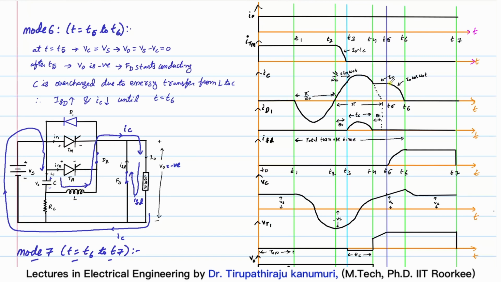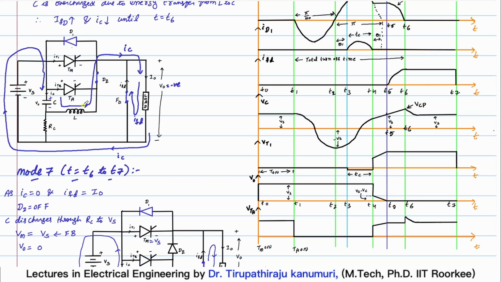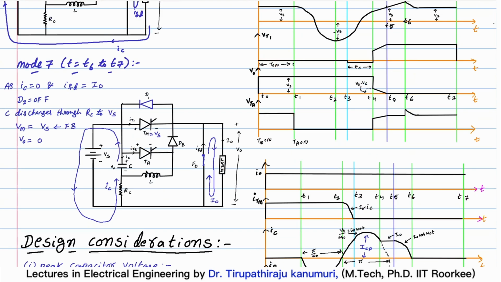After this instant it is slowly decreasing, which means the current is still passing through the capacitor. So the capacitor will be charged further and it will reach some peak value at T6, which I can write as VCP. That VCP is the peak value. When the current becomes equal to 0, whatever voltage is across the capacitor is the same voltage that will come across your auxiliary thyristor, because that decides the rating of your auxiliary thyristor. So that's why this is very much important.